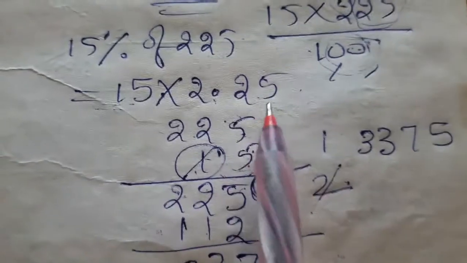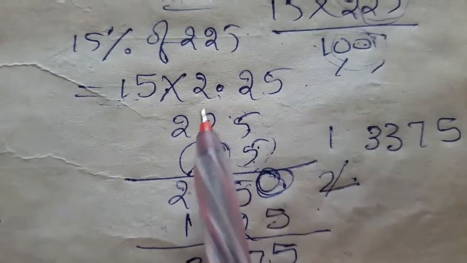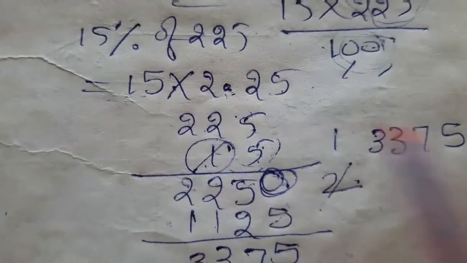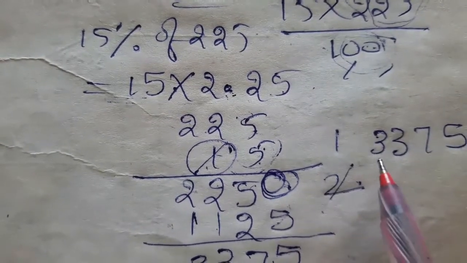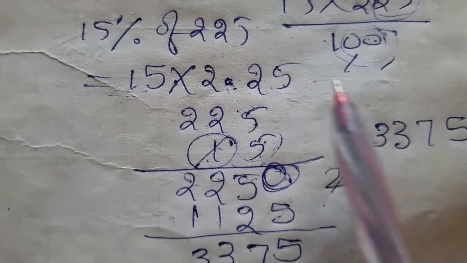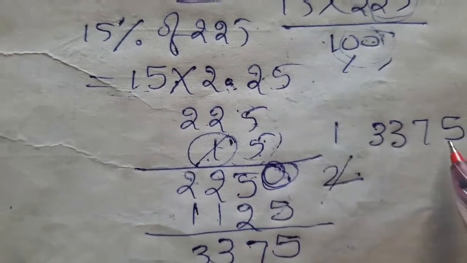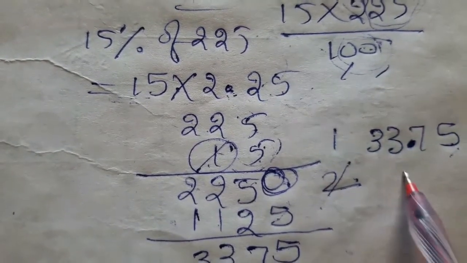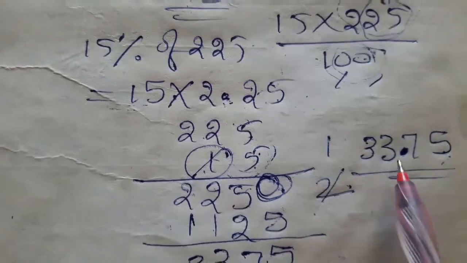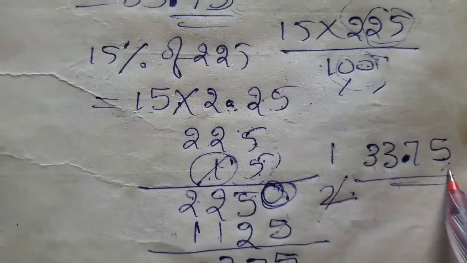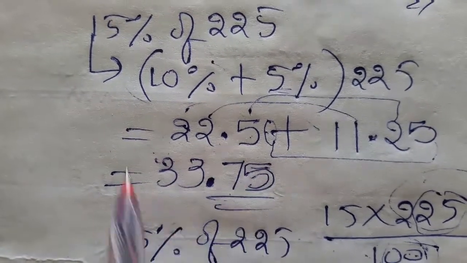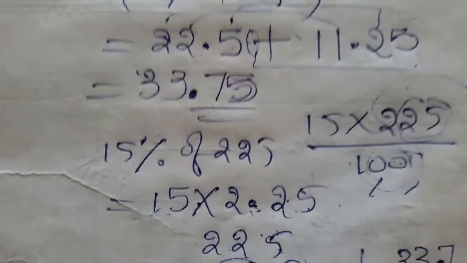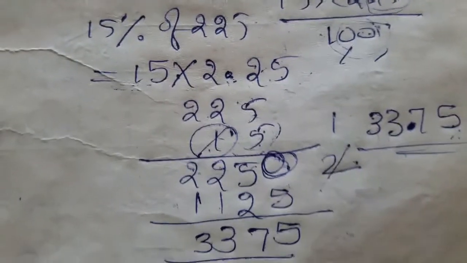3375. So count how many numbers are after the decimal. After the decimal there are 2. Count the numbers from right to left, 1 2. So put the decimal in the appropriate position. So what is the answer? 33.75. This is the actual process, but in the shortcut method also we got the same answer, that is 33.75. Are you understood? Is everyone clear on this concept? Yes.